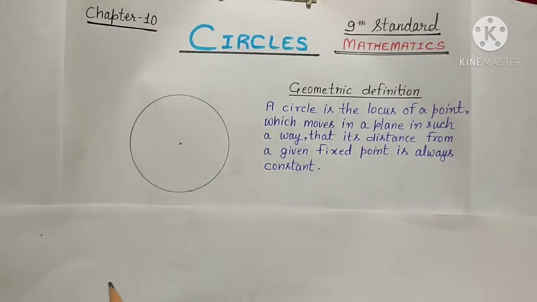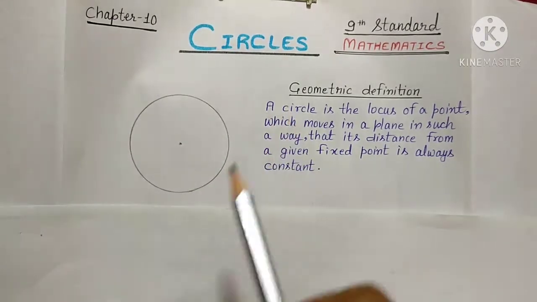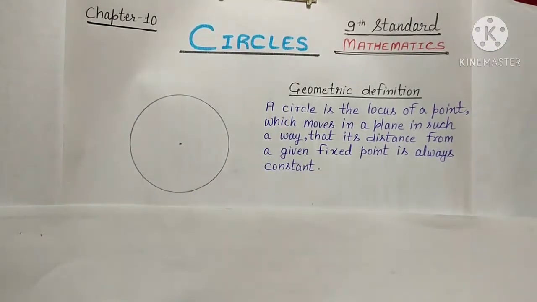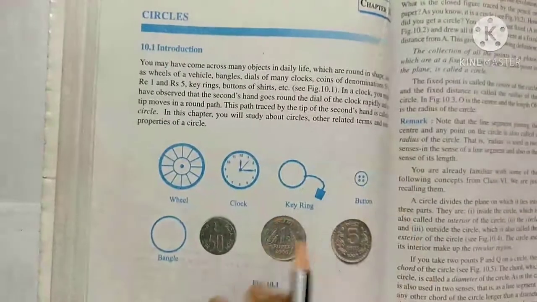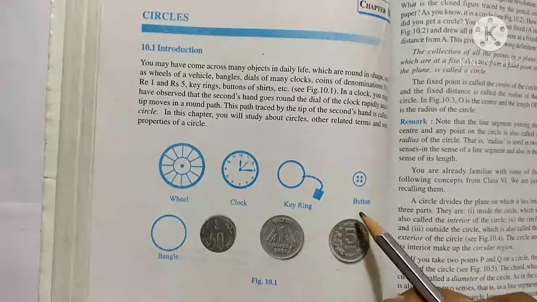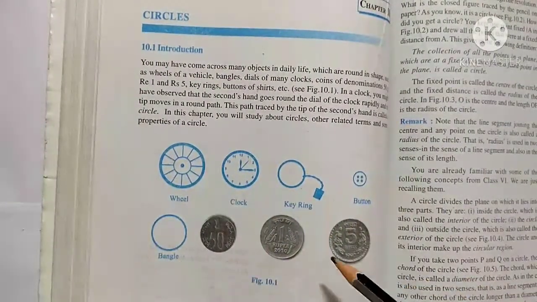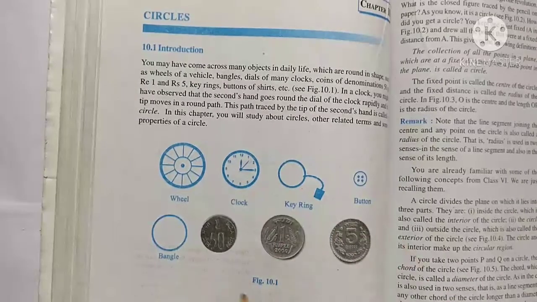So we are going to start our chapter number 10, that is circles. If we talk about circles in real life, you have come across things like a wheel, clock, keyring, button, bangle and coins. You have noticed that these are all in the shape of a circle. It means these are all in round shape.